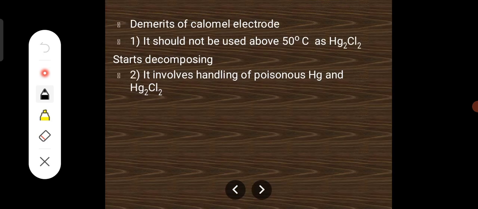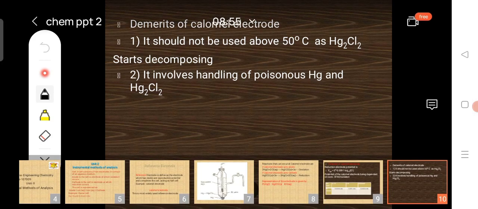Next, demerits of the calomel electrode. First, it should not be used above 50 degrees Celsius because Hg2Cl2 starts decomposing. Second, it involves handling of poisonous mercury and Hg2Cl2 paste.